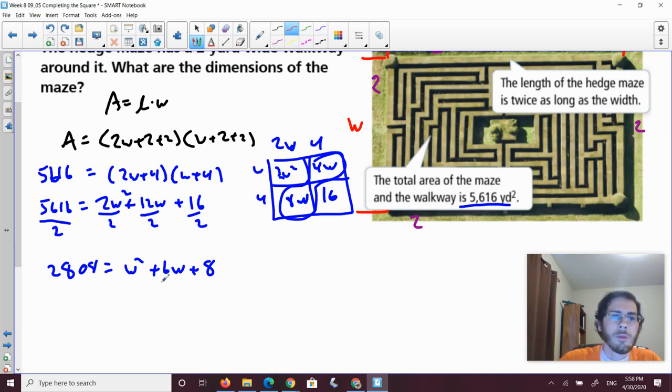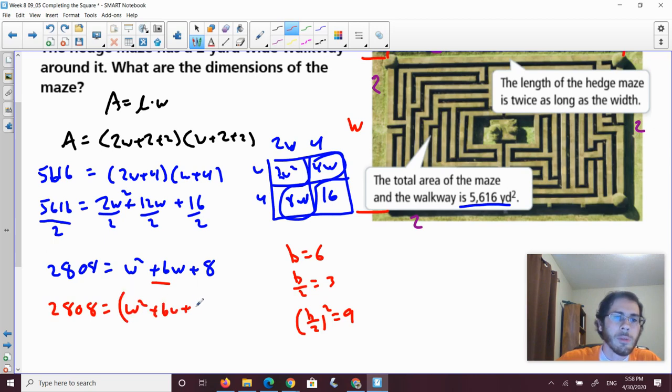So first thing I want to do, what's B? B is 6. What's B divided by 2? 3. What's B divided by 2 squared? 9. So 2808 equals W squared plus 6W plus 9 minus 9 plus 8.